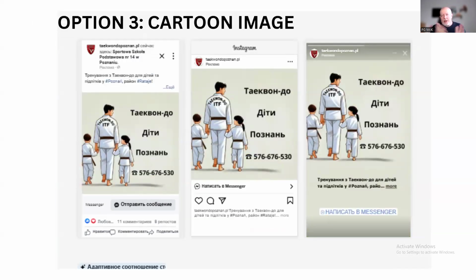This is a cartoon image of the trainer holding the two children, the boy and the girl, by their hands. They're taking them off to the training. That's what it's saying. Getting the phone number, and then the copy, calling out to the people of Poznan, calling out to the people of this particular area of Poznan. It's called Rataye or Rataje in Russian. It's spelled with a G in Russian. So anyway, there you see the two hashtags up there at the top, Poznan and Rataye.